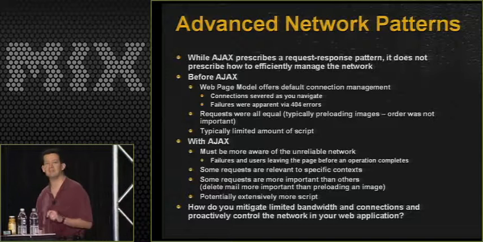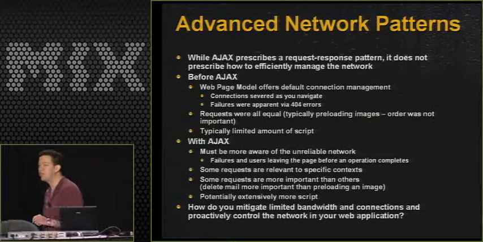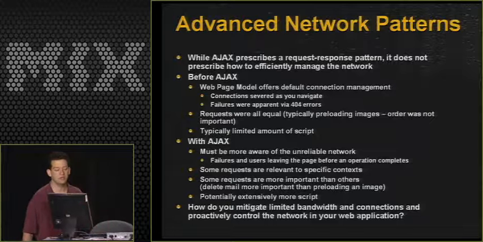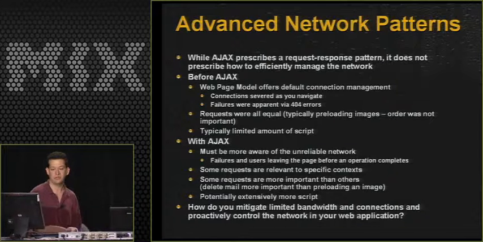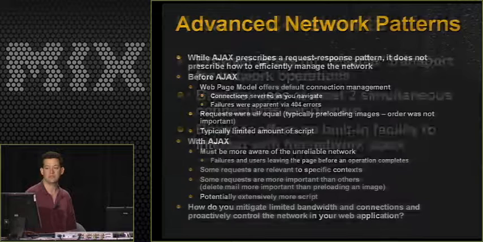So the big thing when I look at advanced networking patterns is: how do I mitigate the fact that I have very limited bandwidth, I'm on an unreliable system, and I want to get my application running as fast as possible?